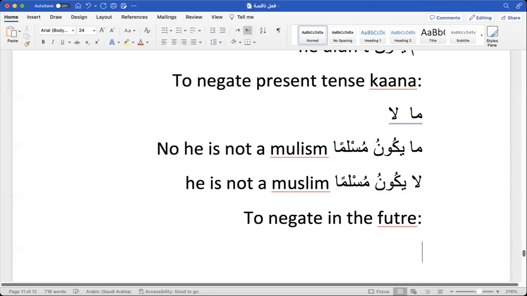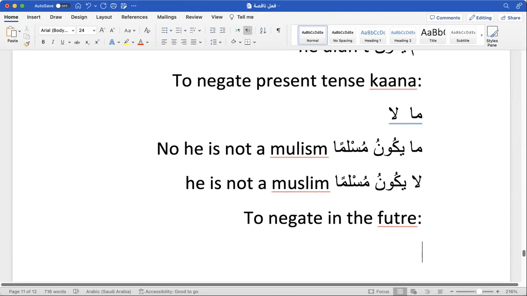I am using it with the fil to negate a fil. There are three ways of negating a fil: you can negate in the past tense, or in the present tense, and the third way is to negate that fil in the future tense. So what kind of harf can I use for negating a verb in the future tense? Like in the case of the past tense, I used lam with fil mudari, which creates a negation in the past.